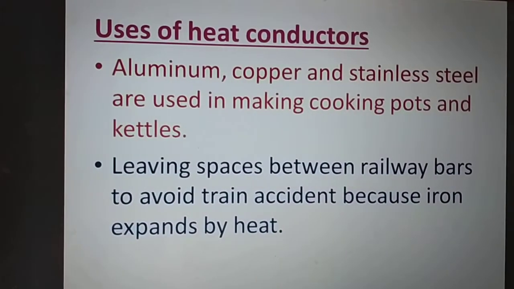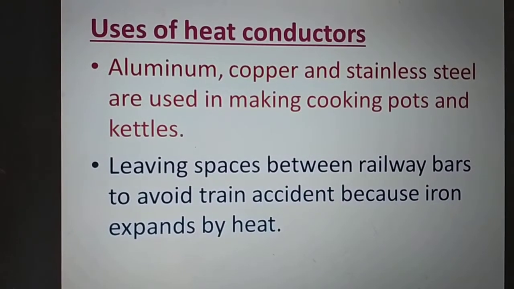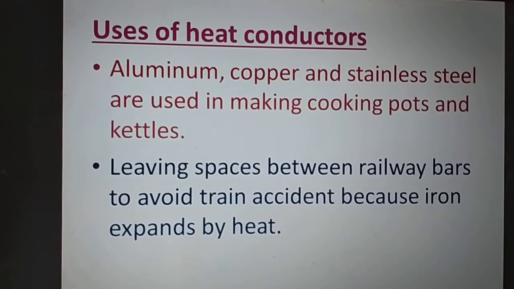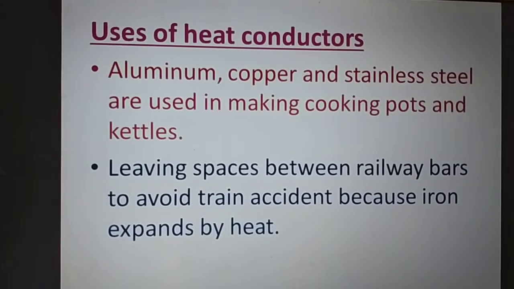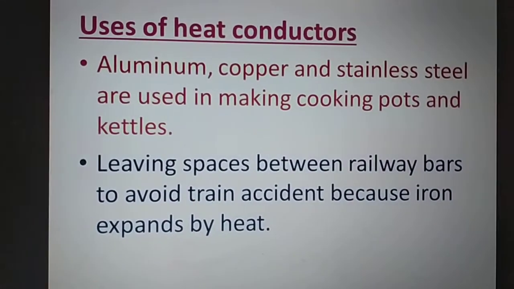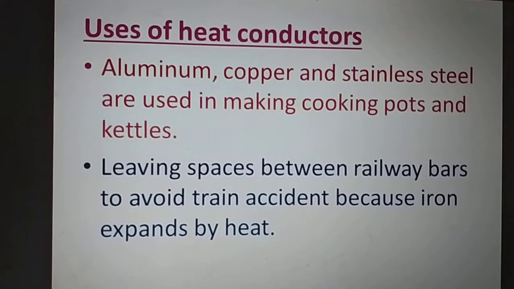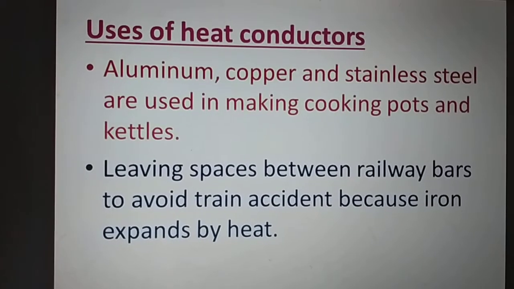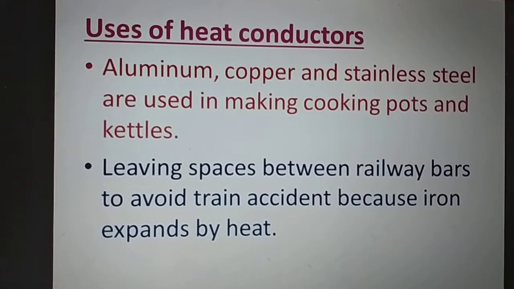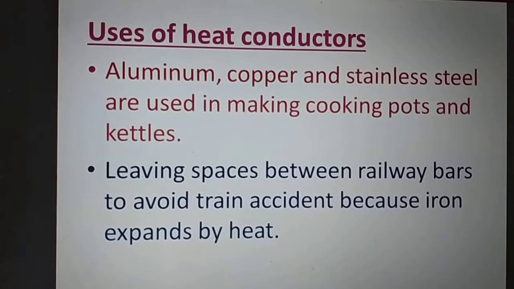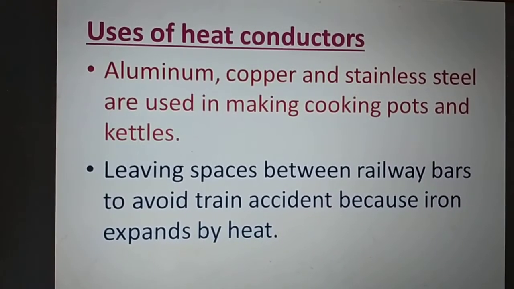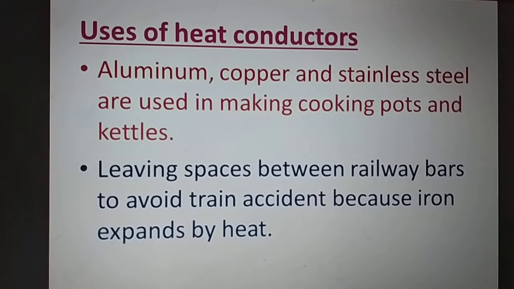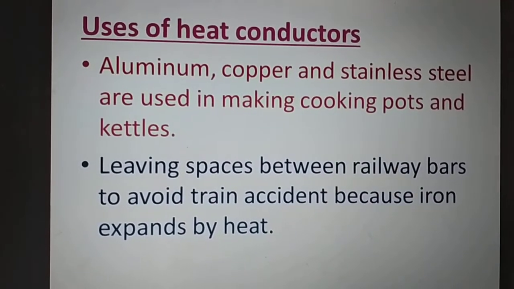We can use heat conductors in making cooking pots and kettles, while we can use heat insulators in making the handles of cooking pots and kettles. Also, we must leave spaces between railway bars, which are made of iron, where iron is a good conductor of heat, so the railway bars must have spaces between them to expand in hot weather without being twisted, to avoid train accidents.